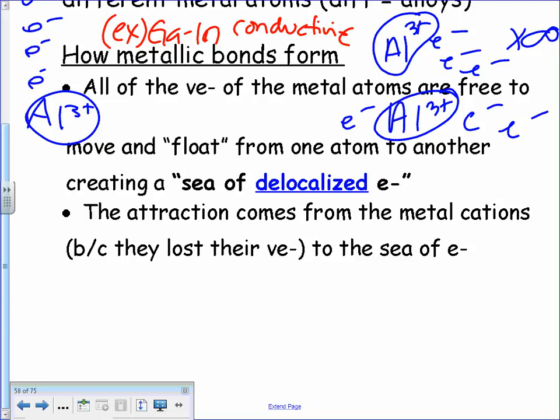Give me something. Delocalized electrons? Yeah, perfect. They're delocalized. What does it mean to be localized? Let's cover that first. I am localized right here. I'm in one spot. I'm not going to move, right? You're in a set place.